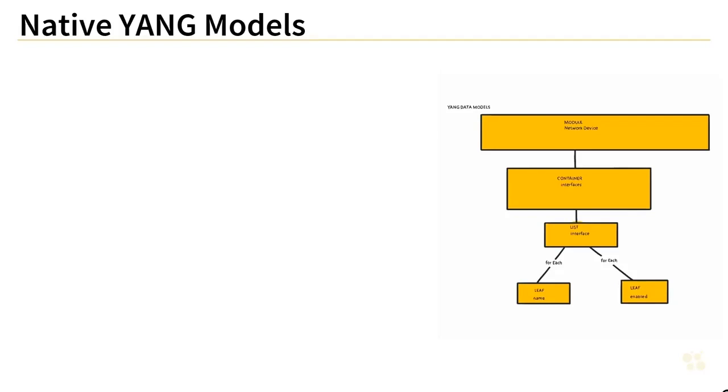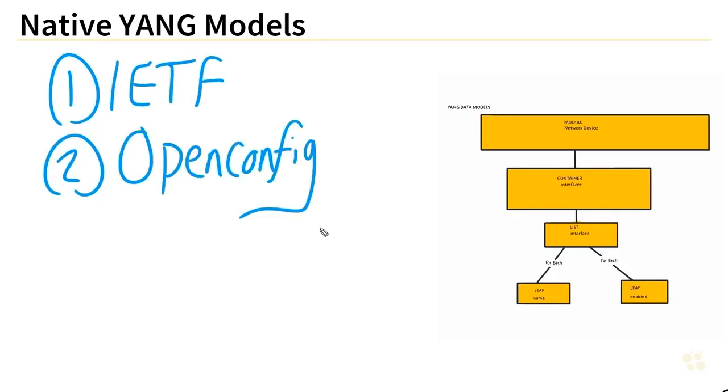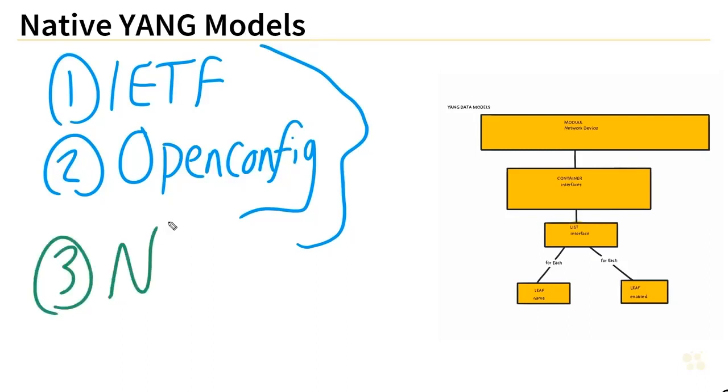Okay, so we've arrived at the third of our three Yang models. So far we've seen the IETF as well as OpenConfig. Both of these were developed around open standards and interoperability between vendors. The third one is a little bit different, and this is our native Yang model. A native Yang model is really just a proprietary Yang model. It's native to the vendor.